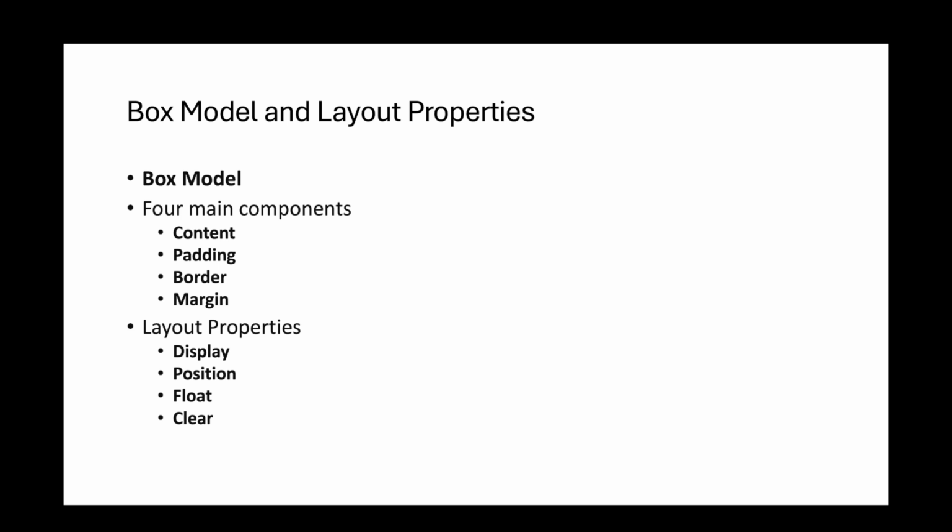Layout properties. CSS provides several layout properties that control the arrangement and positioning of elements within a document. Some common layout properties include display, which specifies the type of box used for an element, such as block, inline, inline-block, or none. Position, which defines the positioning scheme of an element, including static, relative, absolute, and fixed.